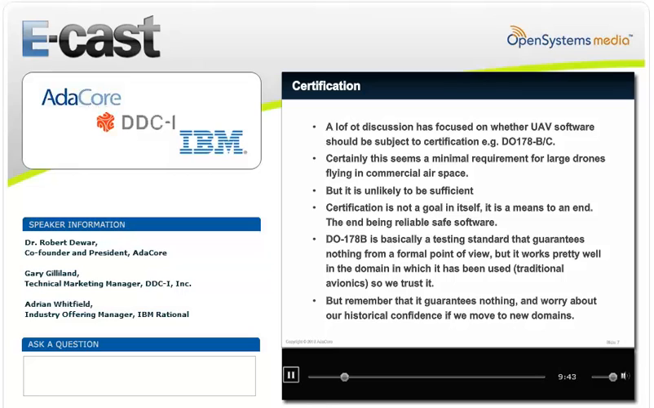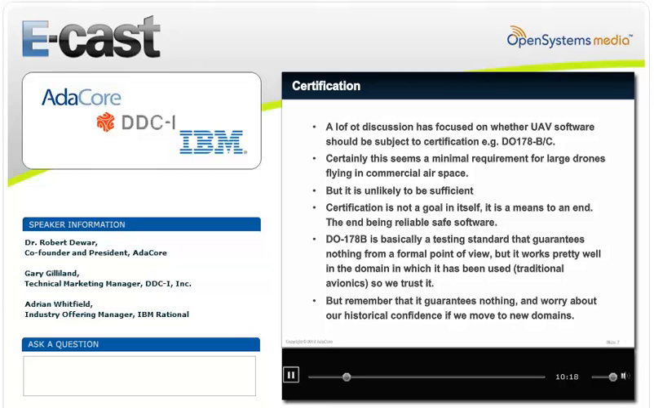It's well to remember that certification is not a goal in itself. It's a means to an end, the end being reliable, safe software. And DO-178B is a bit of an odd standard in a way. It's basically a testing standard. It guarantees nothing from a formal point of view. You know, if you would ask a formalist, well, I've verified my software, I've certified it to 178B, what statements can I make about the software? About the only statement you can say is that it passes the test that was submitted to it.